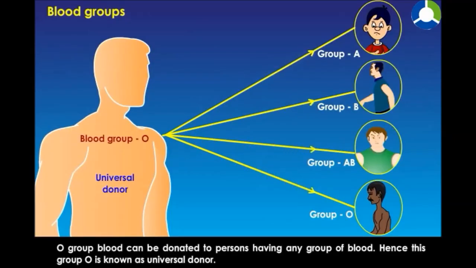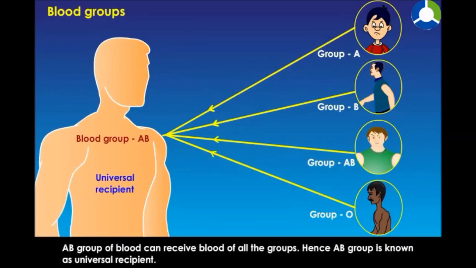O group blood can be donated to persons having any group of blood. Hence, this group O is known as universal donor. AB group of blood can receive blood of all the groups. Hence, AB group is known as universal recipient.